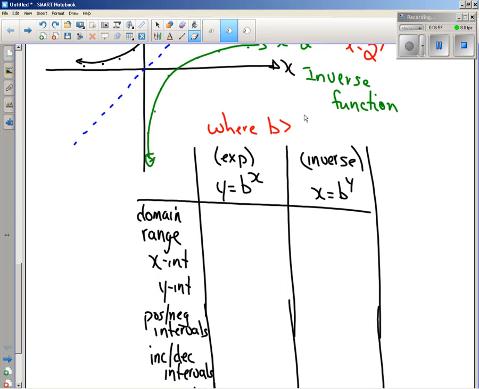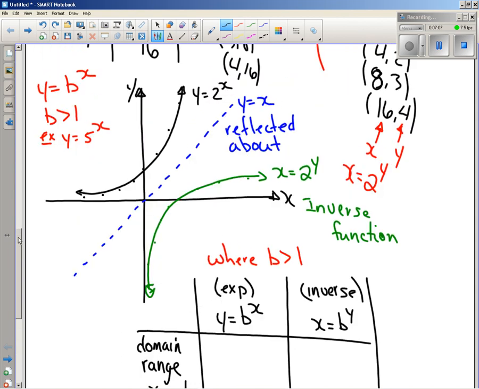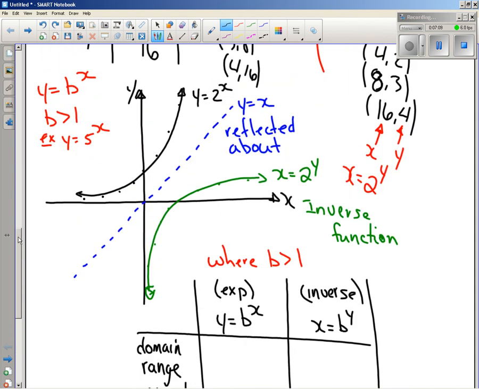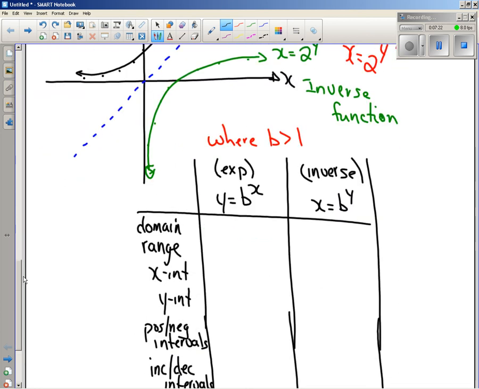Sorry, b is greater than 1. Okay, so there'll be something different that happens when b is a decimal between 0 and 1, which we'll get to in a second. So looking at this, what is the domain of our exponential function? Are there any restrictions on our domain for our black line here, 2 to the power x? Okay, so for our domain, we're going to say x can be in the reals.